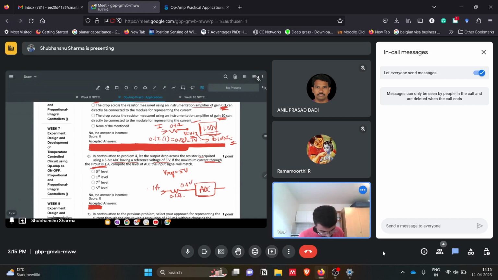Then, if we have 0.1 volt with the level, now we'll check the resolution of the ADC. That is V full scale divided by 2 to the power n, where n is the number of bits of the ADC, that is 8. Sir, why in the denominator have we taken 2 to the power n? Why is it not 2 to the power n minus 1?